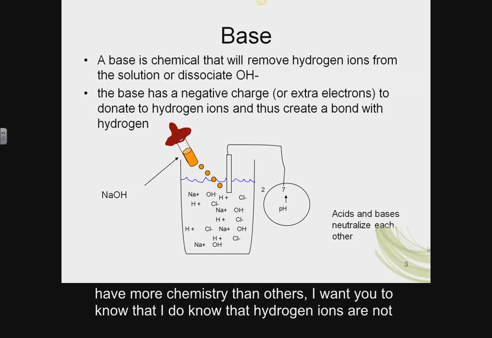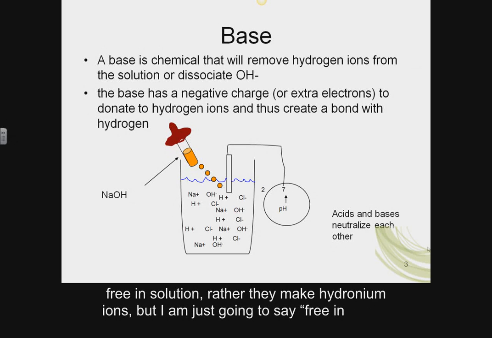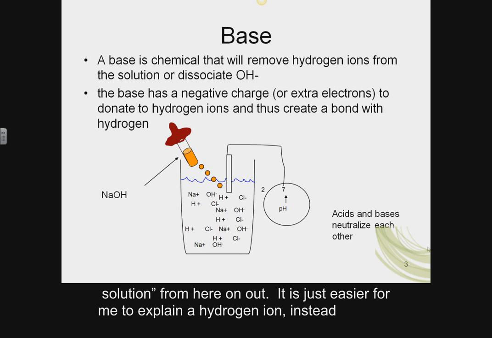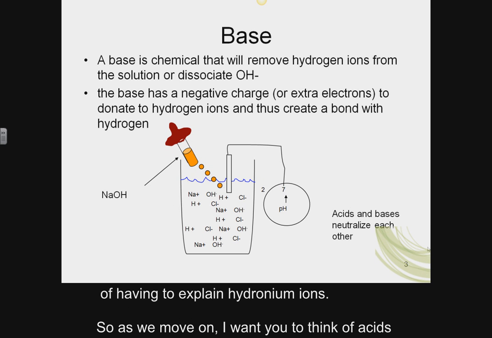Now those of you that have more chemistry than others, I want you to know that I do know that hydrogen ions are not free in solution. Rather, they make hydronium ions. But I am just going to say free in solution from here on out. It is just easier for me to explain a hydrogen ion instead of having to explain hydronium ions.